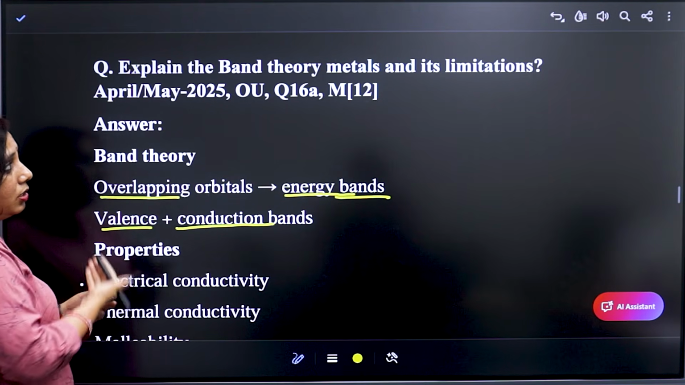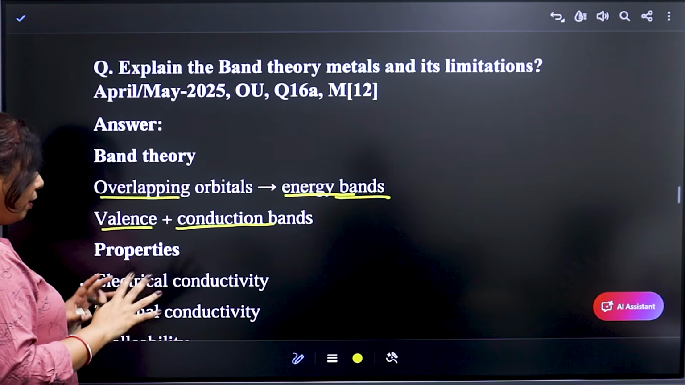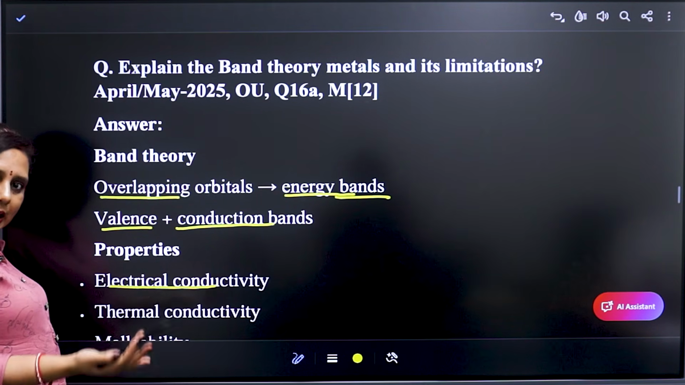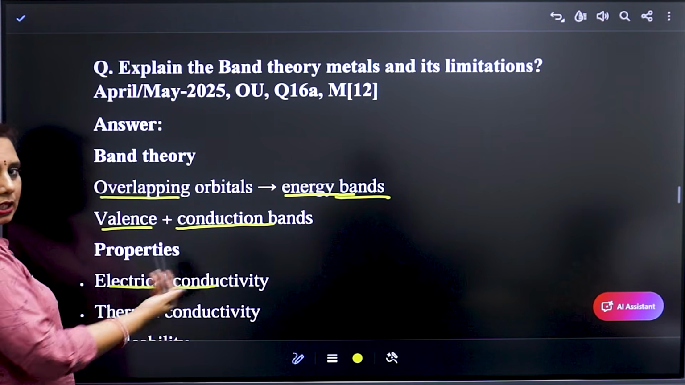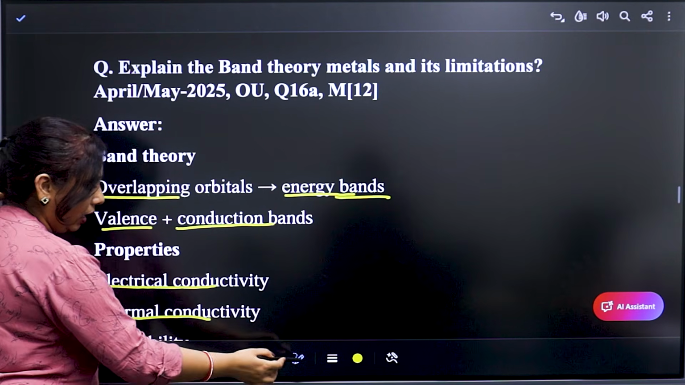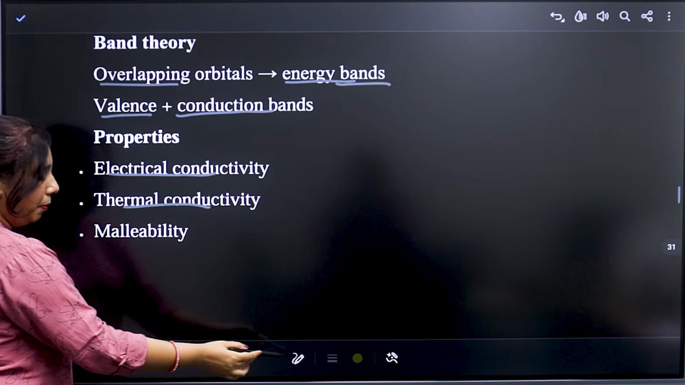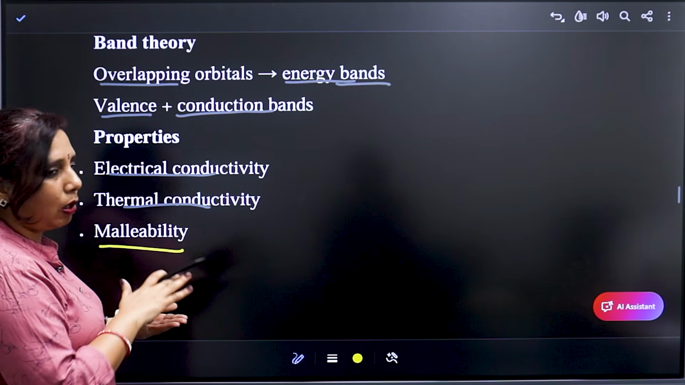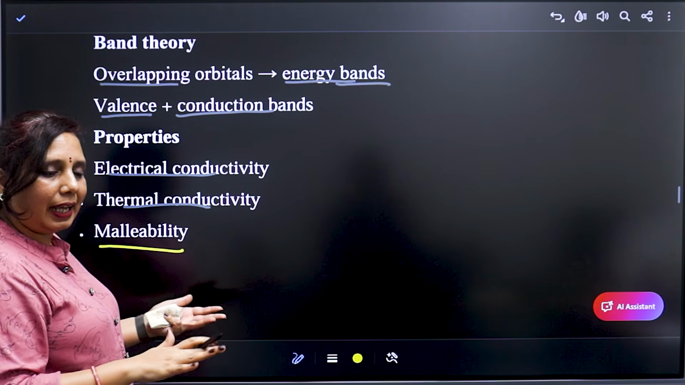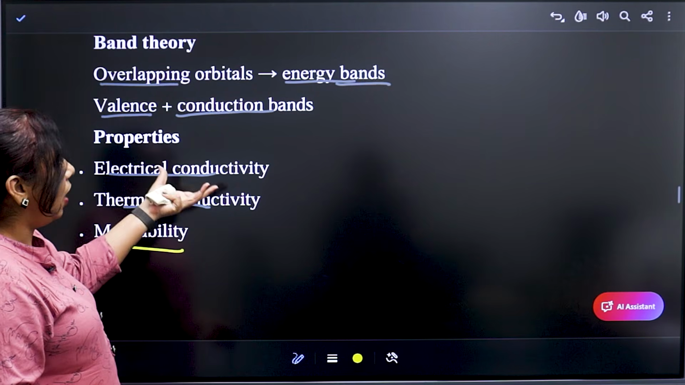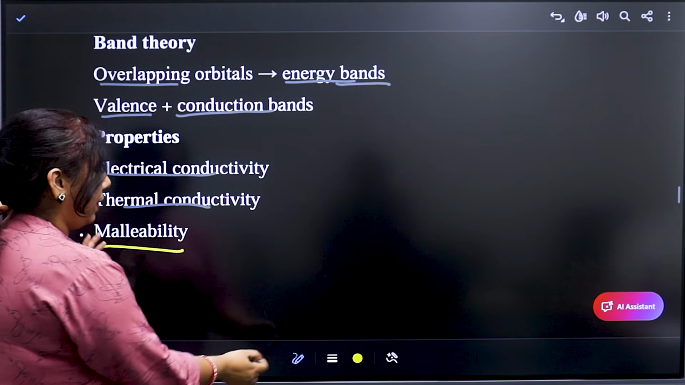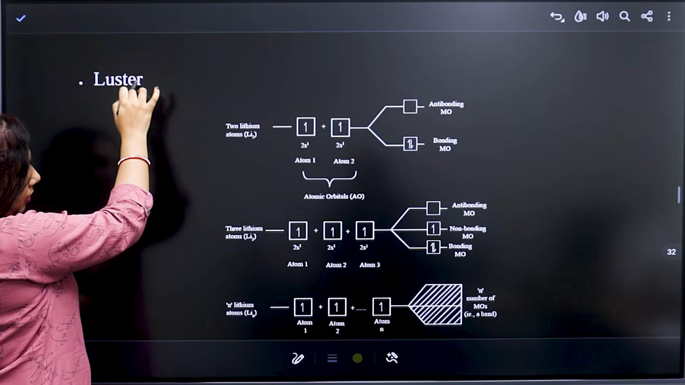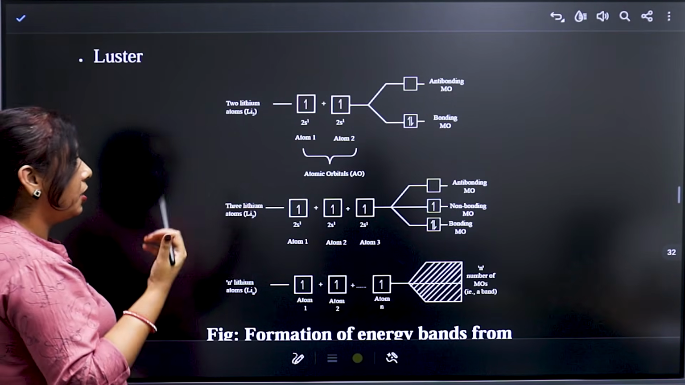Then they also explain some properties of metals: electrical conductivity, how it is achieved using these bands, then thermal conductivity, and also malleability, how metals can be converted into sheet-like forms, and also luster, how metals shine. So this is how the theory's postulates are presented.